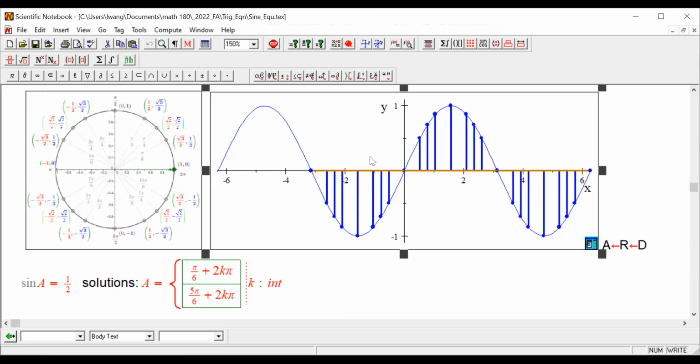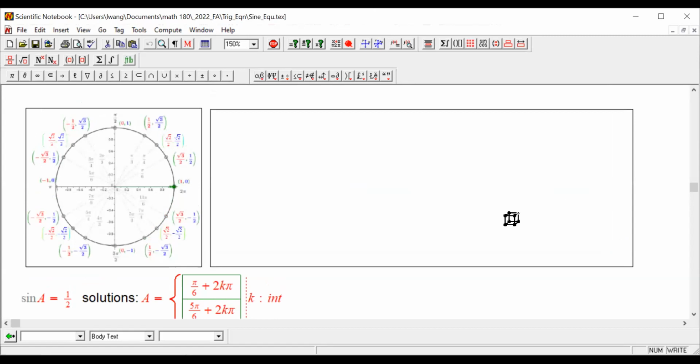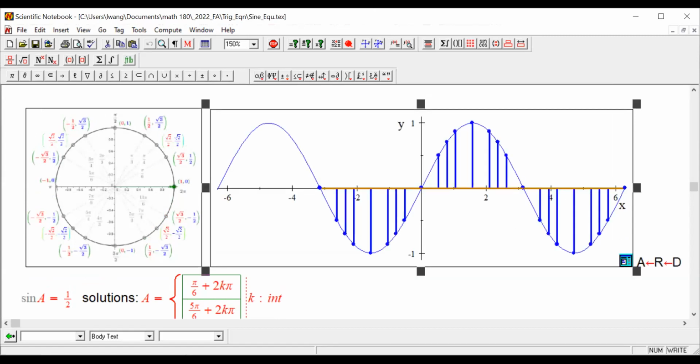So what do we see from the picture? We just drew the line, which is half. This horizontal line is a half, because we know the output and we're looking for inputs. So we know the output. The output is y equals half.